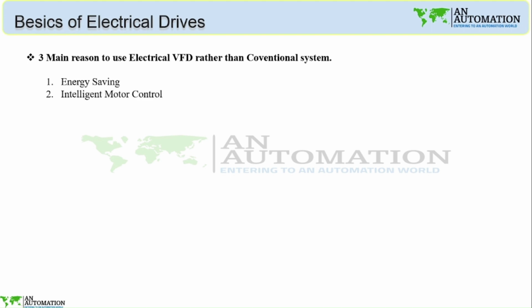And then we can control the motor in an intelligent manner by using the VFD.